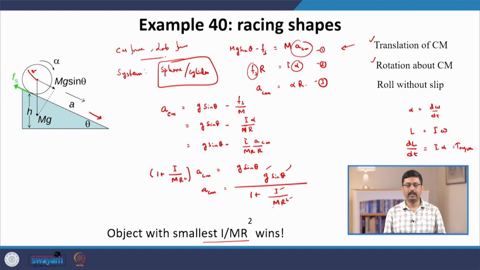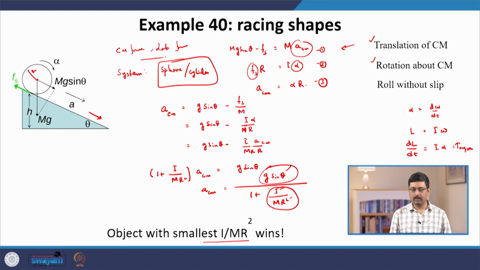So, there are several parameters, but they combine to make a single group of parameters in the form of g and theta, and I, m and r squared form another single group of parameters. So, the acceleration is essentially given by two parameters, and this shows that the object with the smallest I by m r squared wins.